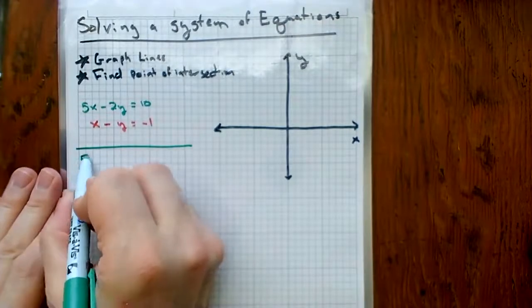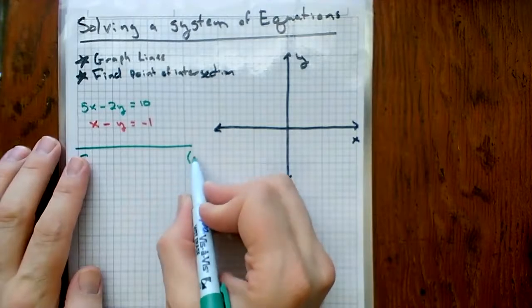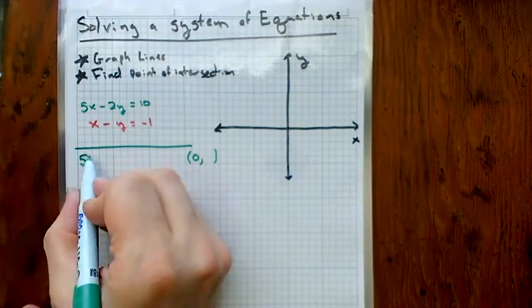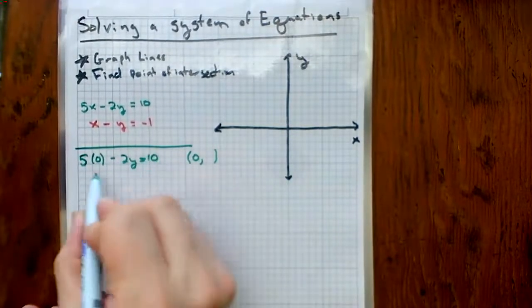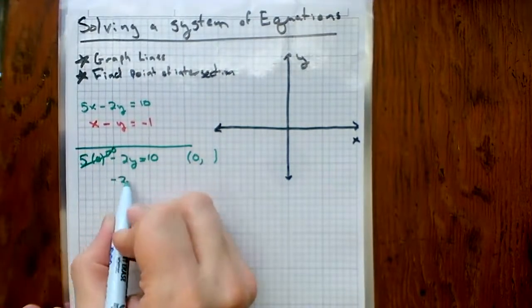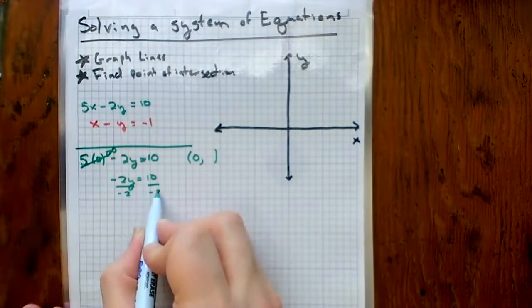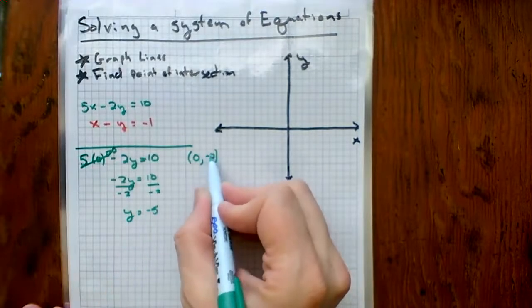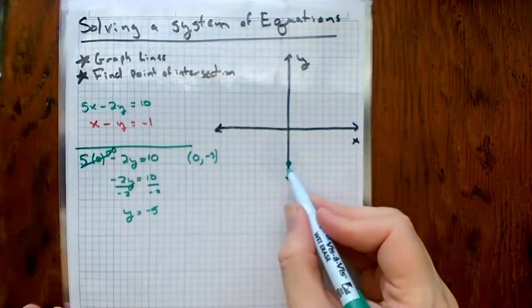So with this, let's figure out what happens if I plugged in 0 for x. We don't know what our y is just yet. So if I do 5 times 0 minus 2y is equal to 10, well, 5 times 0 is just 0. So I've got negative 2y is equal to 10, and then I can just divide both sides by negative 2. So I've got y is equal to negative 5. That's pretty easy. So this has a y-intercept right there.